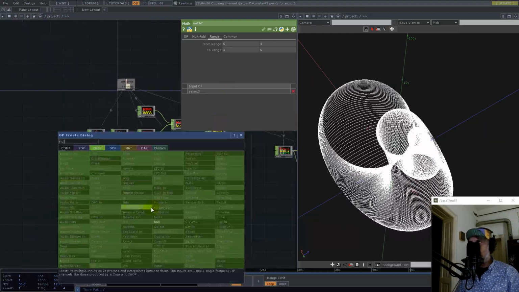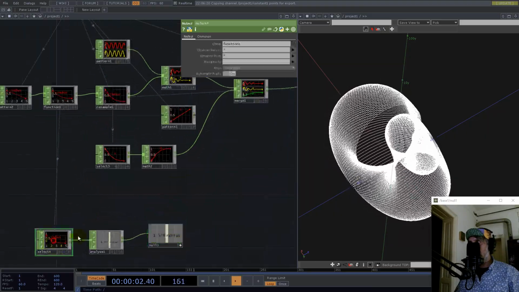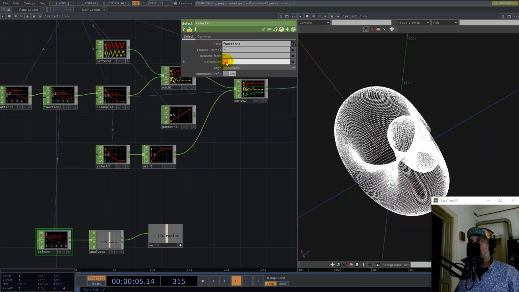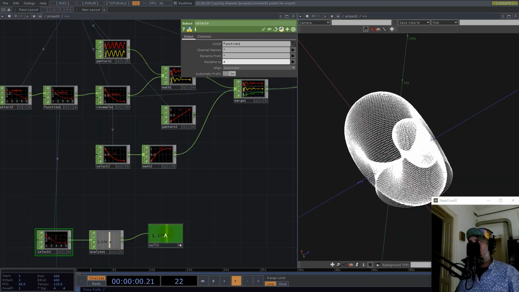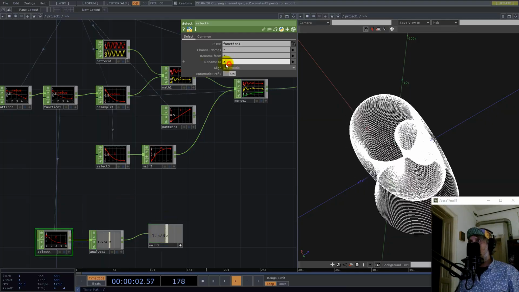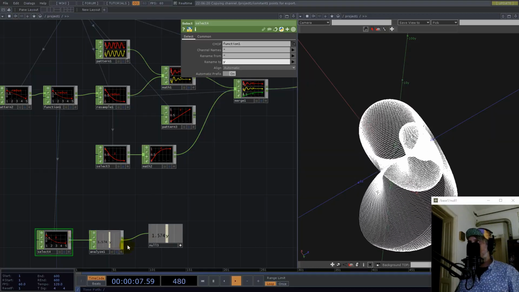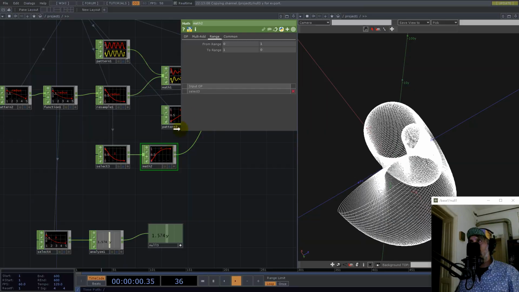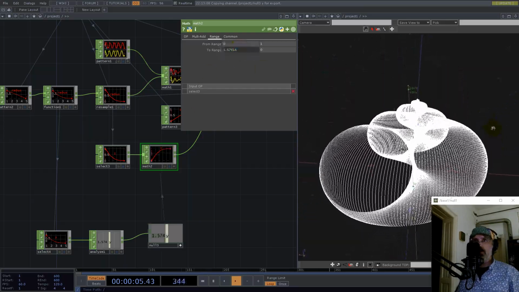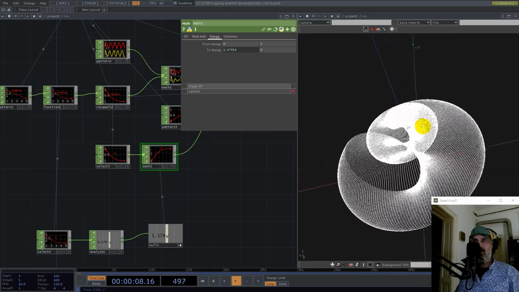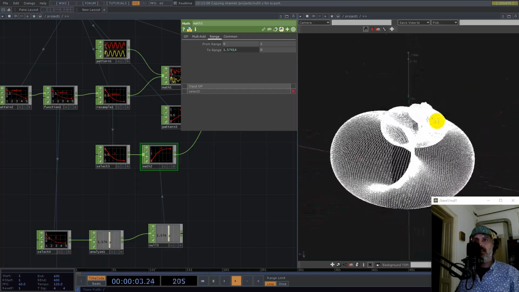Let's use a null. Okay, now we can take this value here, and this one would be also Z. Okay, so now it's Y. Let's say Y. Okay, and let's take this here in this math. Okay, now you notice we have a much nicer tip.